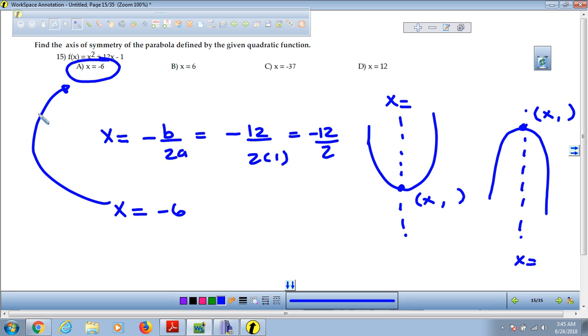If you're wondering where I'm getting the b and the a, just remember that this is written in ax squared plus bx plus c format. Okay.